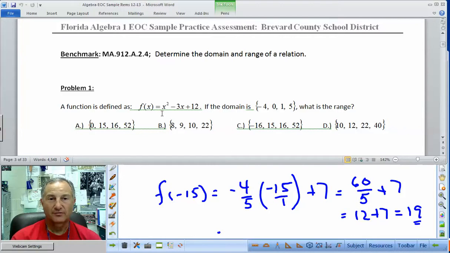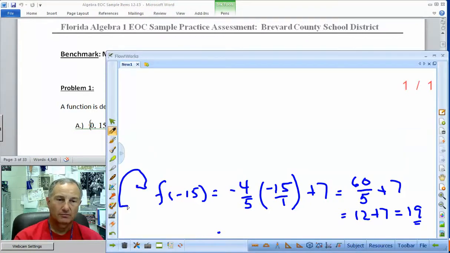If we're defining this function right here as f of x equals x squared minus 3x plus 12, and the domain is negative 4, 0, 1, and 5, what's the range? Just plug each of those back in. Okay? So we'll start off plugging in the negative 4.